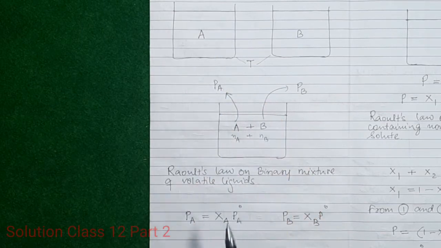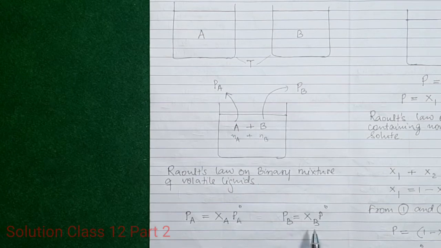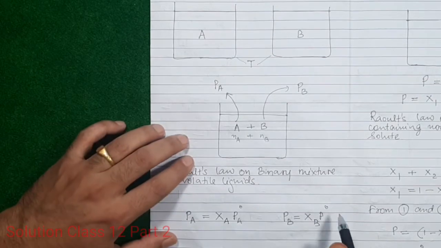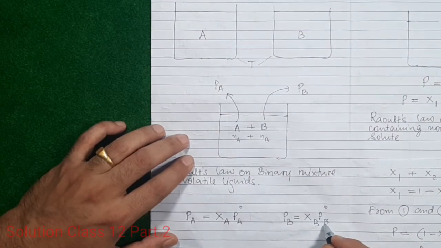Similarly, according to Raoult's law, what is the vapor pressure of B? The vapor pressure of B in this mixture, which is Pb, is given by the mole fraction of B, that is Xb in this mixture, times the vapor pressure of B when it was in the pure state, which is P°B.